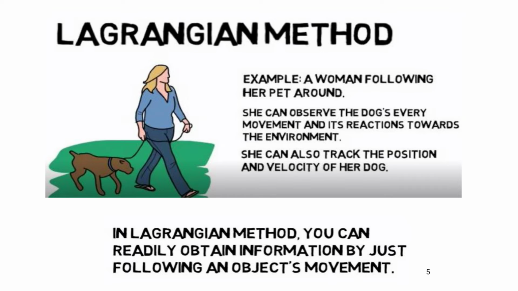Consider an example: a woman following her pet around. She can observe the dog's every movement and its reaction towards the environment. She can also track the position and velocity of her dog. Similarly, in the Lagrangian method, you can readily obtain information by just following an object's movement.